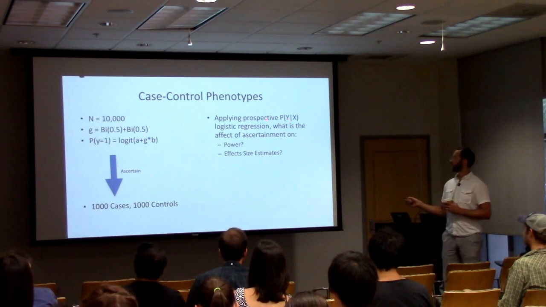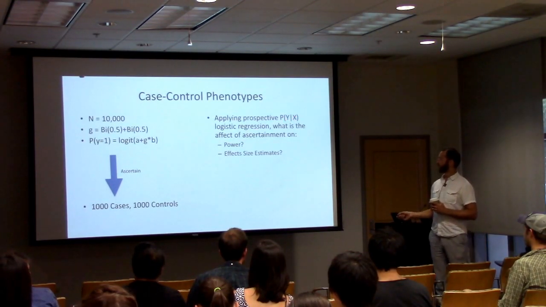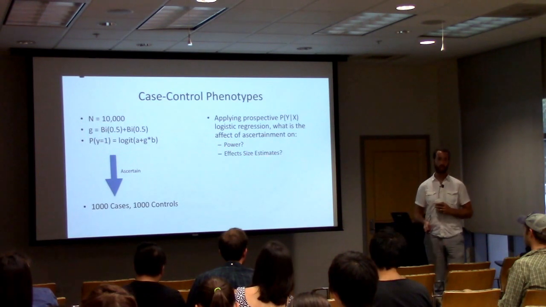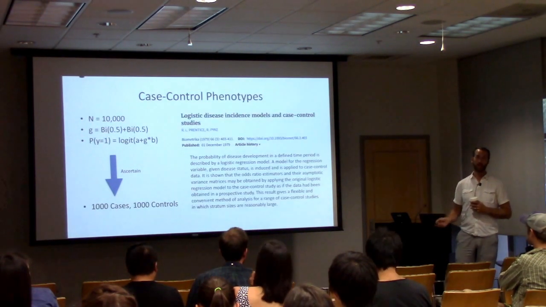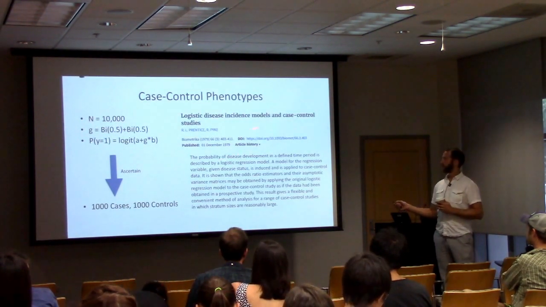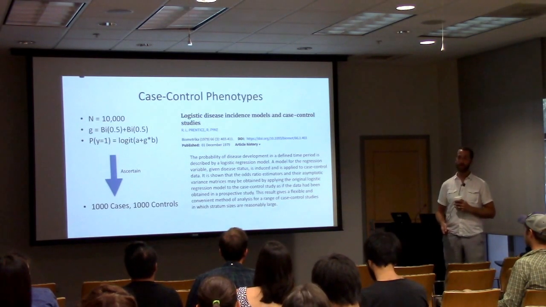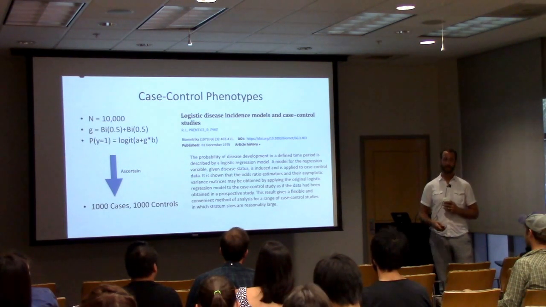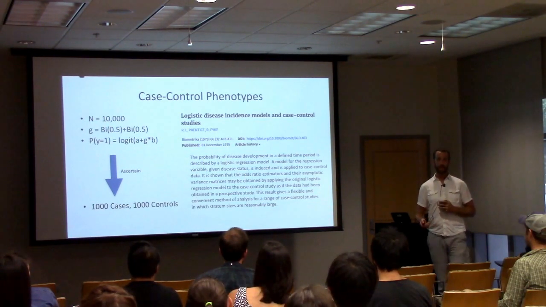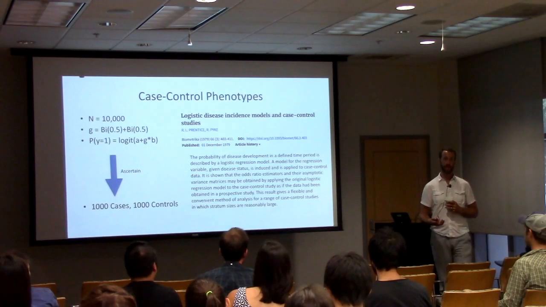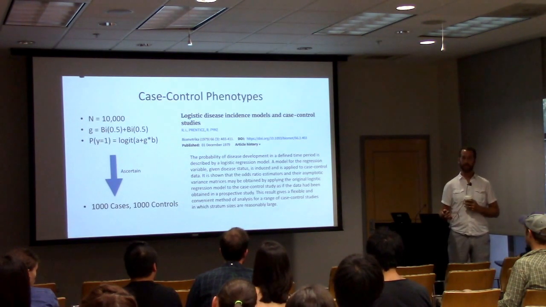And so the question is, if we're applying this prospective logistic regression, but we're ignoring ascertainment, what is the effect on power, and what about effect size estimates? Probably everyone's seen this, but just in case, this paper was one of the primary reasons everyone loves logistic regression so much. What it says is that whether or not I ascertain, I can do my prospective logistic likelihood model, and I can get the same effect size estimate.